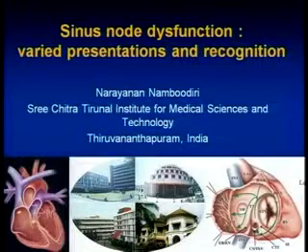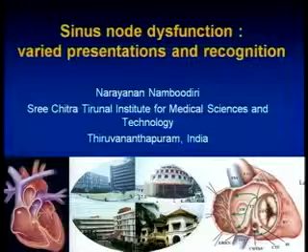Respected chairpersons, senior physicians and friends. It is not uncommon to see a patient with a sinus node dysfunction in general clinical practice. A typical patient presents with a history suggestive of cerebral hypoperfusion in terms of frequent pre-syncope, post-syncope, and an ECG, 12-lead ECG or a Holter which shows significant sinus pause or sinus arrest. But this can also present in many atypical forms.